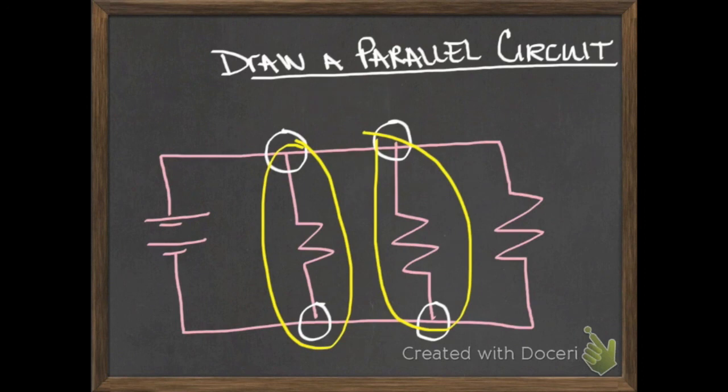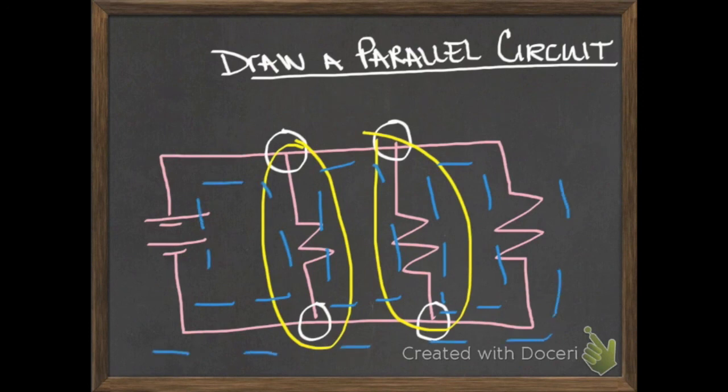Finally, we have loops. If you look in here, here's a loop, here's a loop, here's a loop, goodness, here's a loop. These are all loops because these are all places where the wire ends where it began.